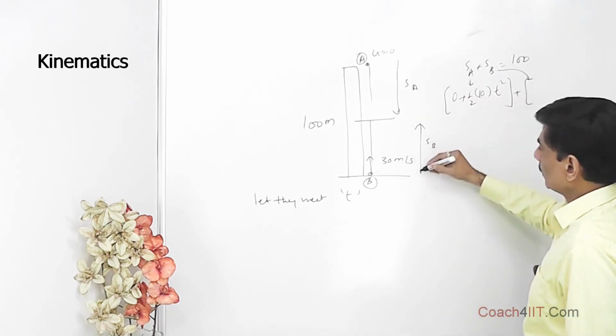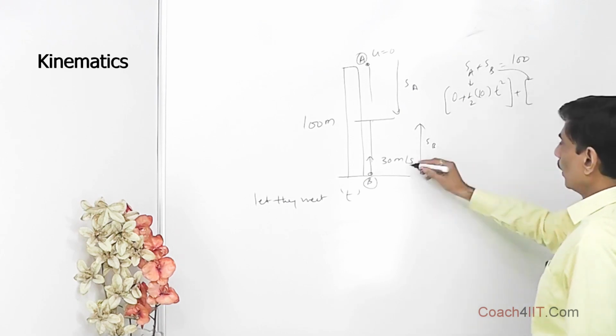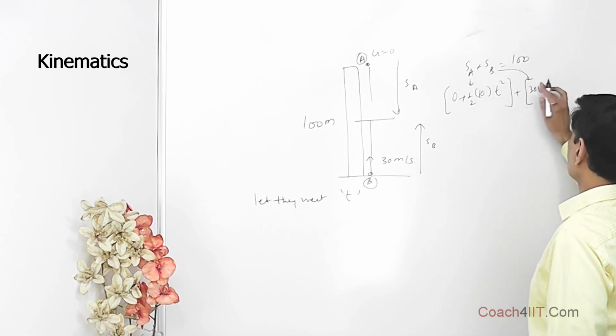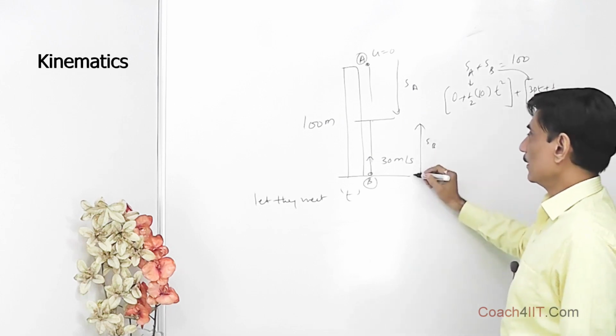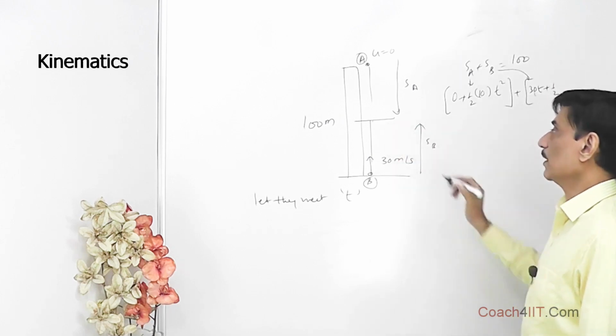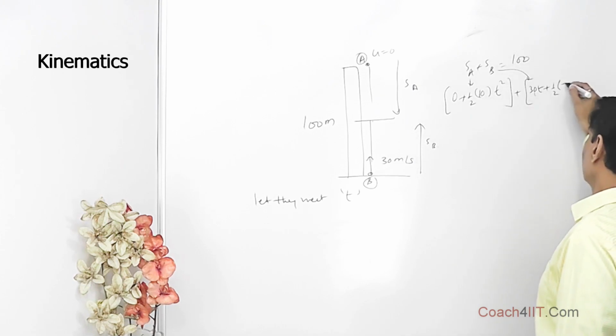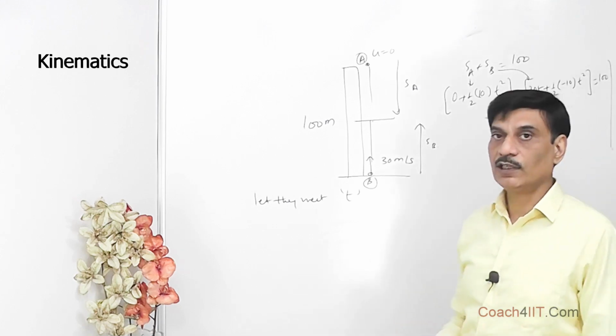Plus SB. What is SB? S is equal to ut plus half at square. U is what? 30 meter per second. ut plus half. It is going up, its speed is reducing, so obviously it is retarding. Retarding is negative, minus 10 into t square, so this is equal to 100. We can solve this equation to get the value of time.